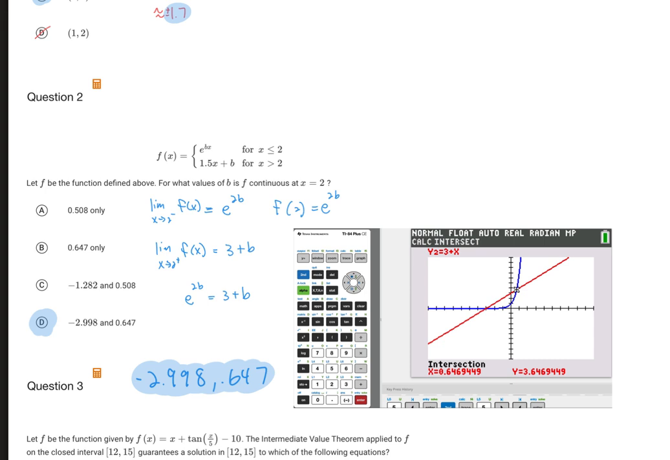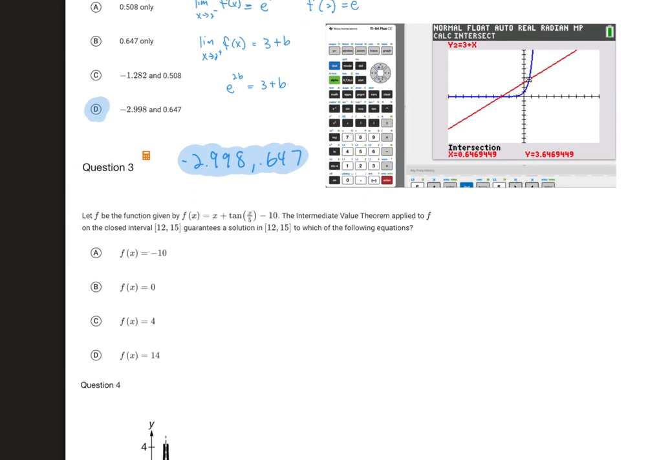Okay, yeah, so now you know anytime you want to solve an equation in the calculator, just put one side in y1, one side in y2, calculate intersection, and the x-coordinate is the answer. Next one.